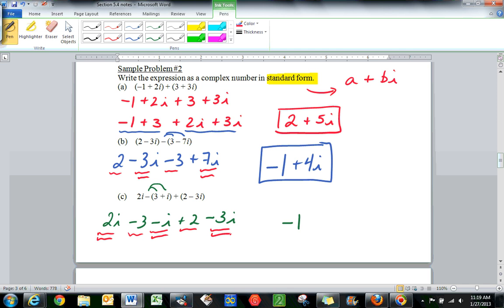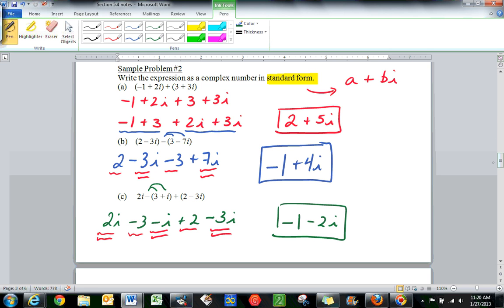2i minus i minus 3i is going to give me negative 2i. And that's written in standard form. And that's how we do addition and subtraction of complex numbers.